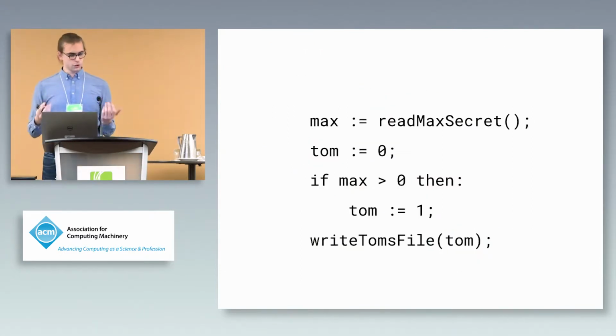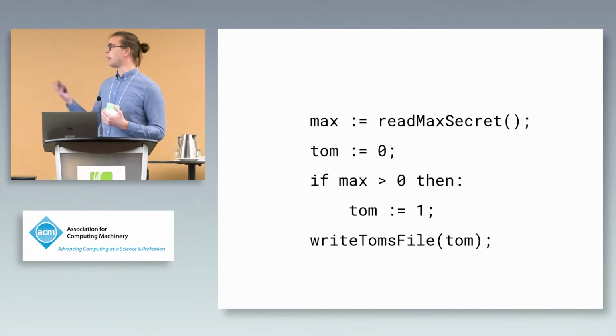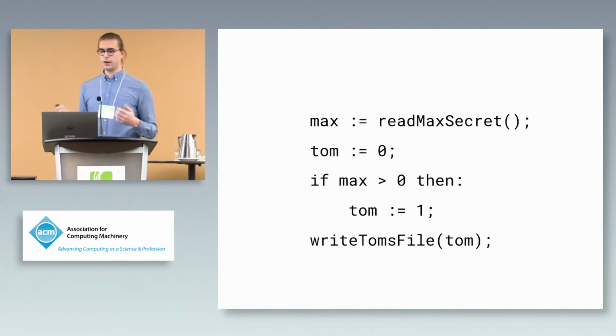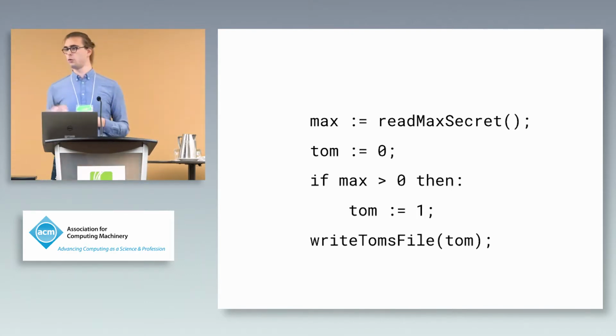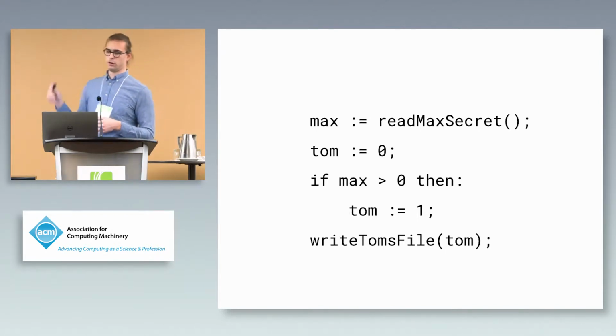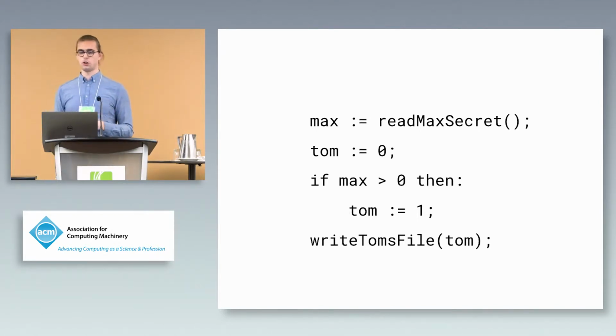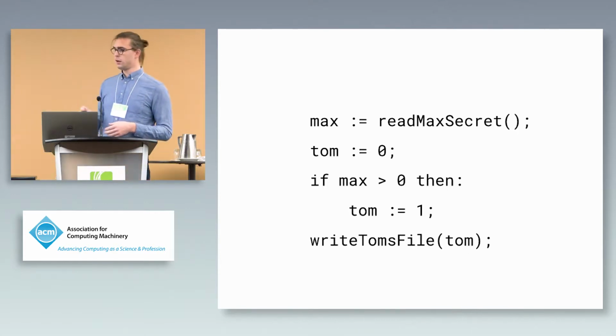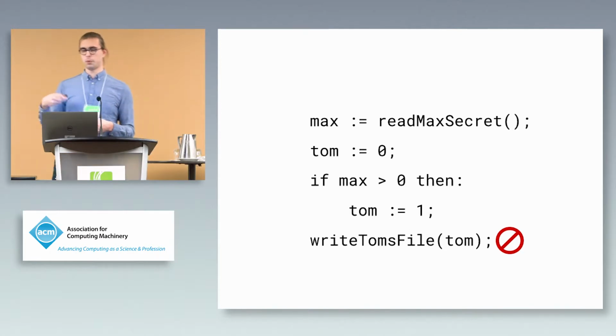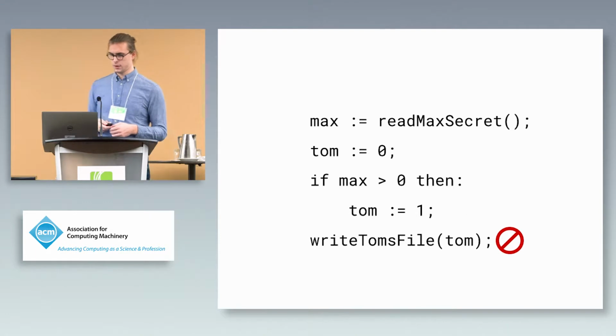All right. So what do these kind of systems do? Well, here we've got a piece of code. We read Max's secret. We set Tom's variable to 0, and then depending on if Max's secret is greater than 0 or not, we update Tom's variable. We write Tom's variable to a file. Okay? This is obviously insecure. Most systems will reject this because by observing Tom's file, Tom can tell something about Max's secret.